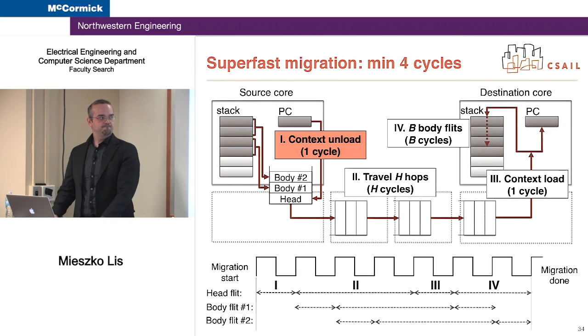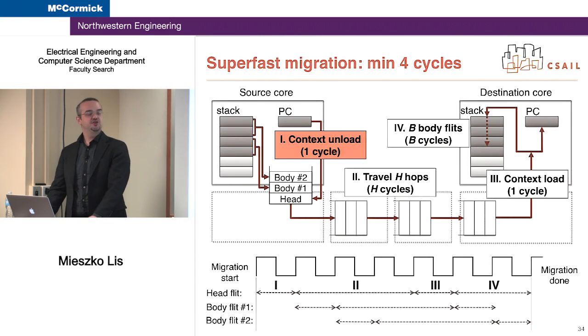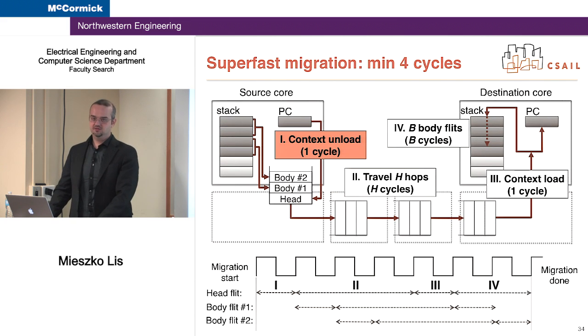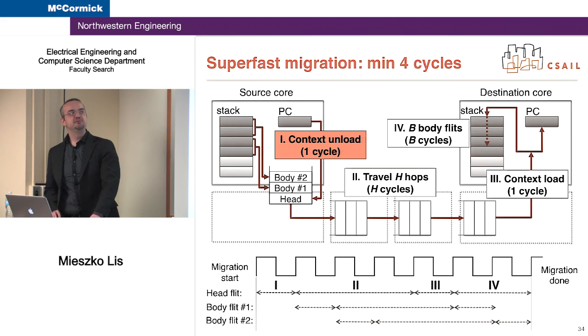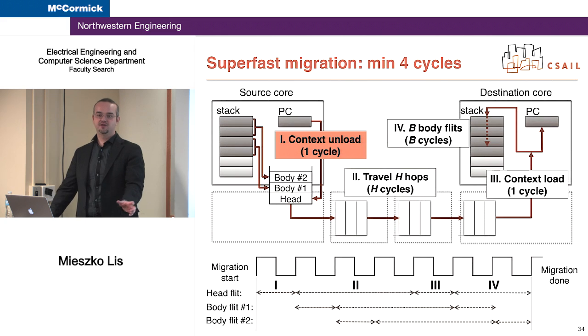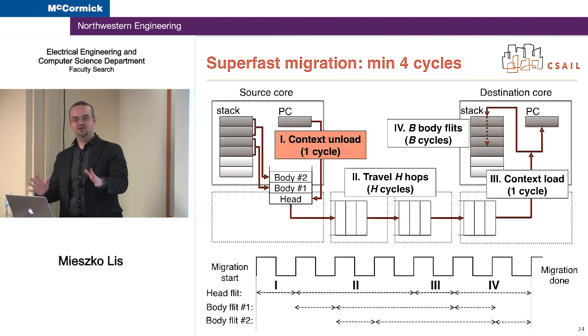So how do we actually do? The minimum migration delay is 4 cycles. This is compared to milliseconds if you do it in an operating system and software. So this is really several orders of magnitude faster.